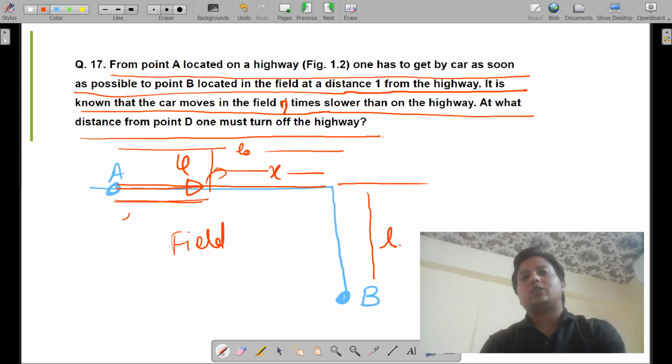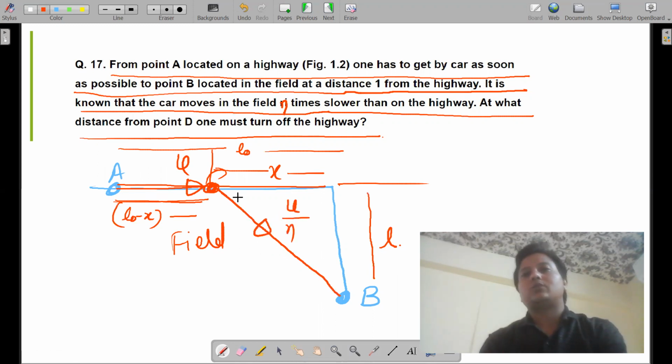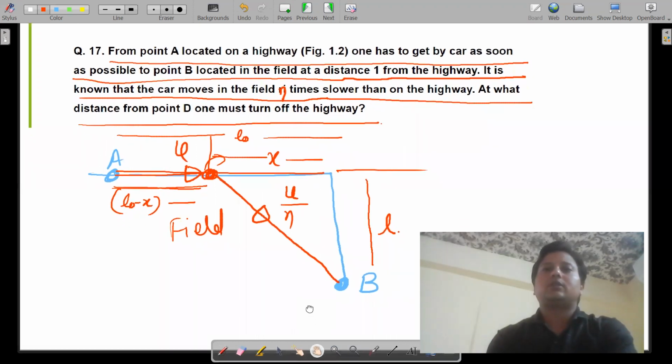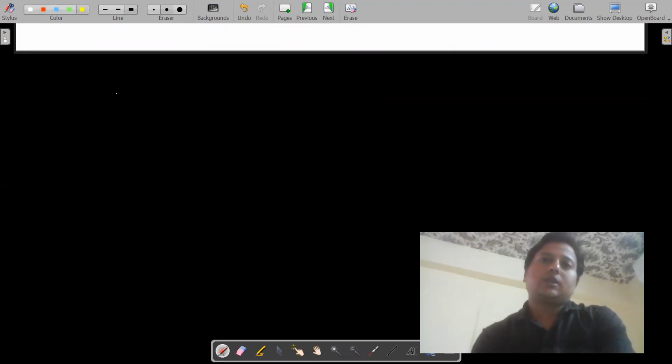So by moving L naught minus x on the highway, suppose they wish to go through the field following the smallest path with a speed u over eta, because it is given that in the field the car is moving eta times slower. So what will be the time taken by the car? Time will be distance upon speed, and what is the distance?